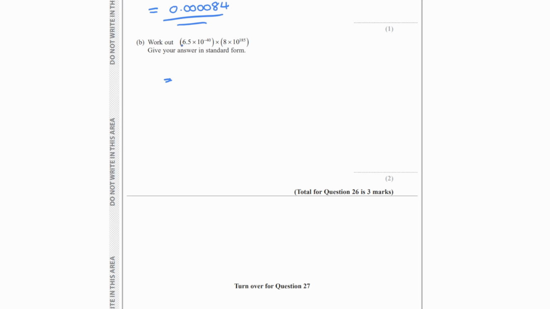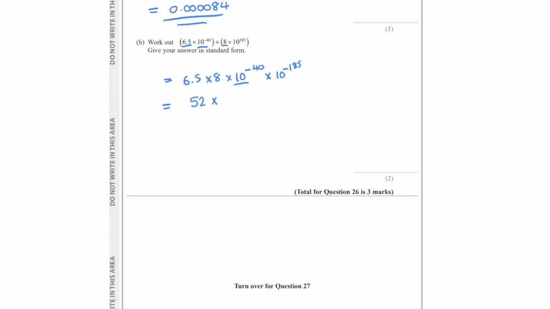So I'm going to multiply my numbers together. So I've got 6.5 multiplied by 8. And then I'm going to multiply 10 to the negative 40 with 10 to the 185. Let's do this first part just on your calculator. We can do 6.5 multiplied by 8, which gives you 52.